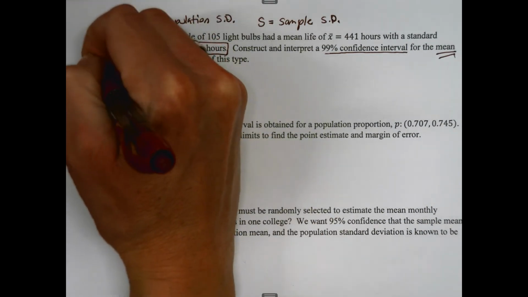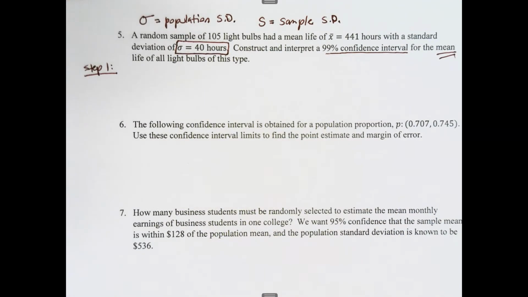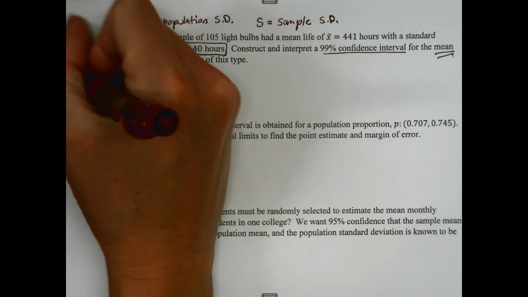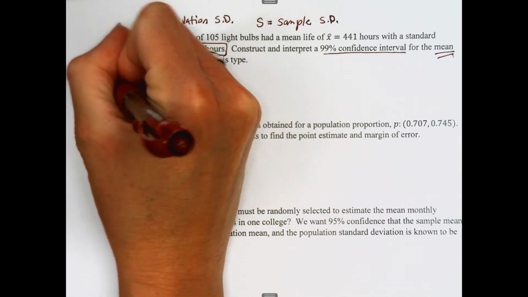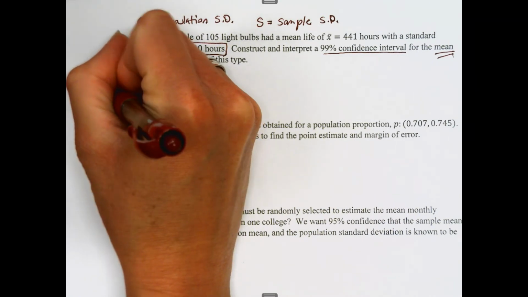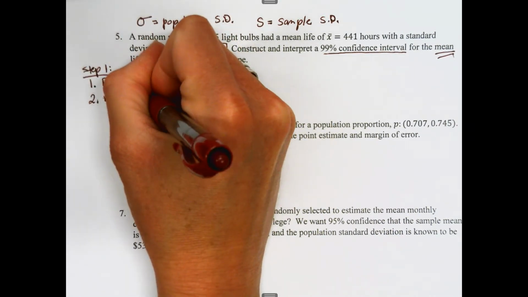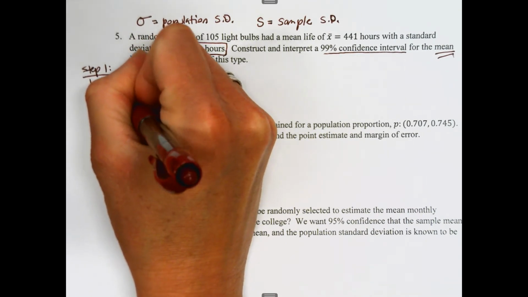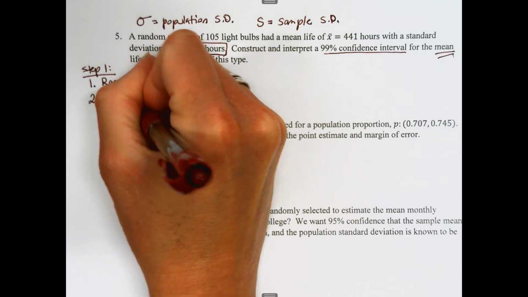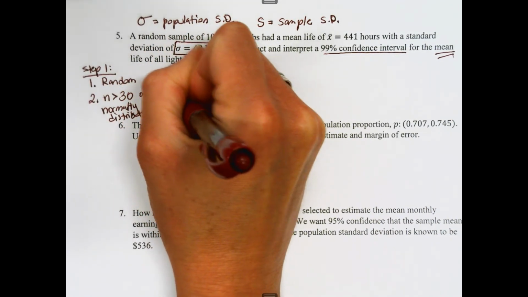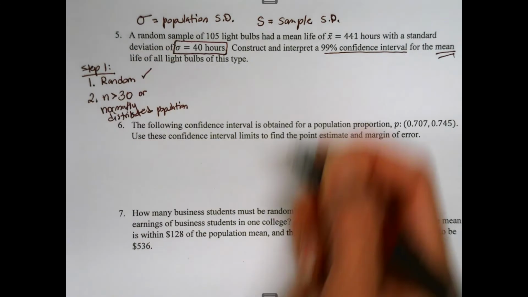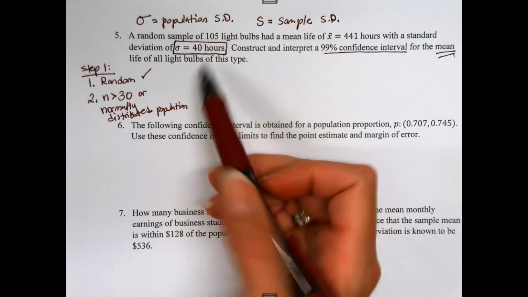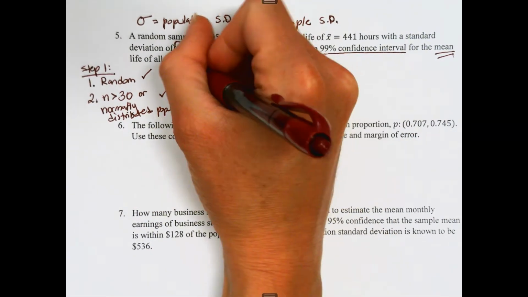Step 1 is to determine if our conditions are being met. In this case, we want our sample to be random, and we want either our sample size to be greater than 30 or our population to be normally distributed. Is it random? It says a random sample, so that has been fulfilled. And our sample size is 105, which is greater than 30. Therefore, that is taken care of.